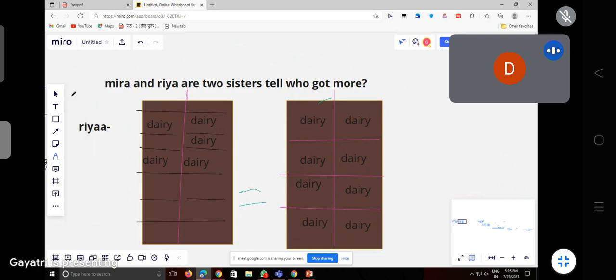Now let's read the question. The question says Meera and Riya are 2 sisters. Now who got more? Now let me write here what is basically the question. Actually this is Riya's. Now she is going to give this much part. You can see the line, the blue line.